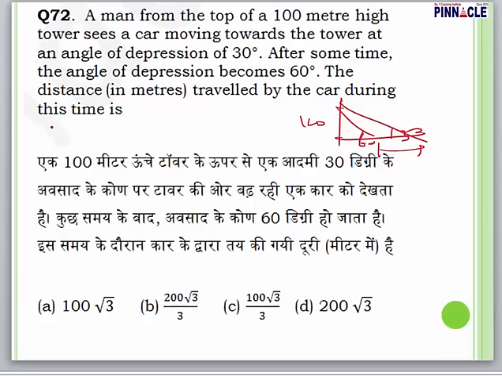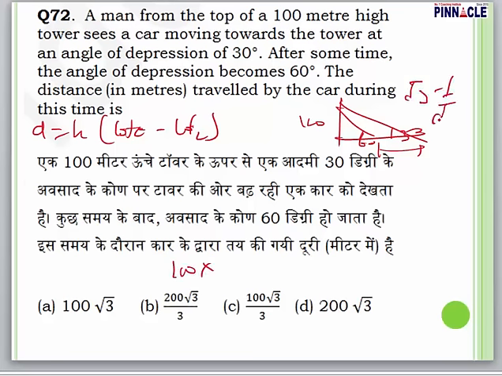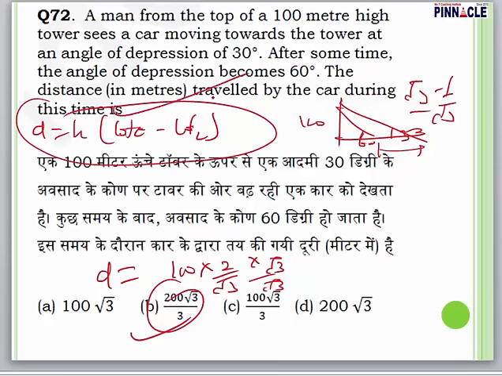For this type of question, I have told a very important shortcut method, that is D is equal to H cot theta, and cot theta is the higher value minus the lower value. So D we have to find, H is given, that is 100 into root 3 minus 1 by root 3, which will be equal to 2 divided by root 3. 200 divided by root 3, but you can rationalize it. Then we will have 200 root 3 divided by 3. This should be the answer, which is the value of D. So for such kind of question, you should use this important shortcut method. You will be able to find the answer very fast.